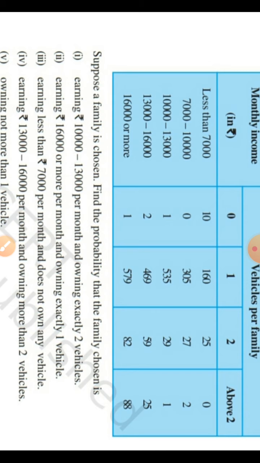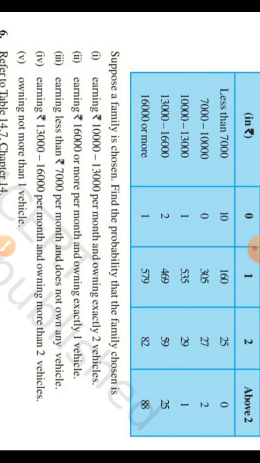Now look at the third one. Earning less than 7,000 means first row, and does not own any vehicle. Does not own any vehicle means zero vehicles. So obviously 10 families are there: less than 7,000 per month and does not own any vehicle. So 10 upon 2400. Zero cancels out. So 1 upon 240 will be the answer.